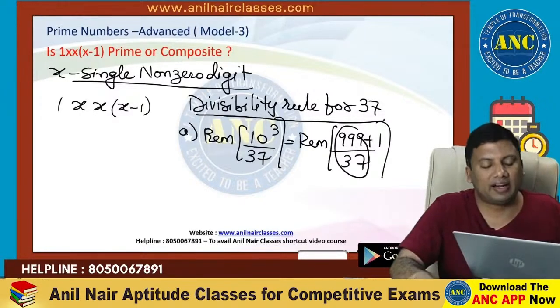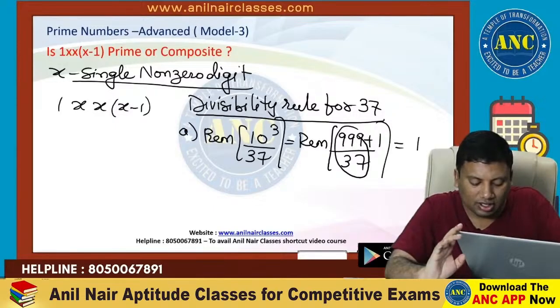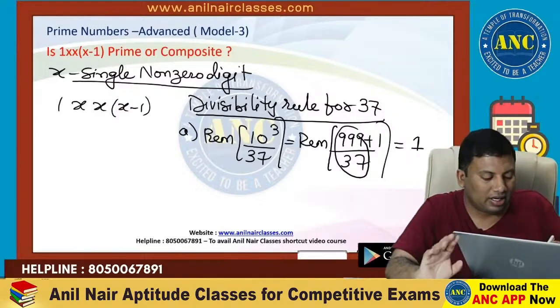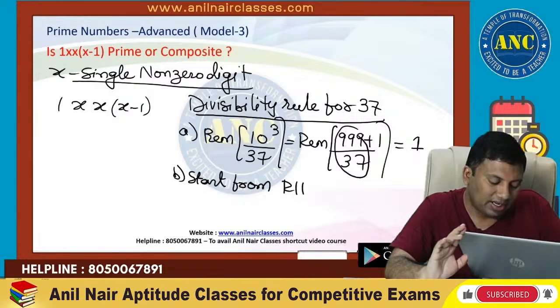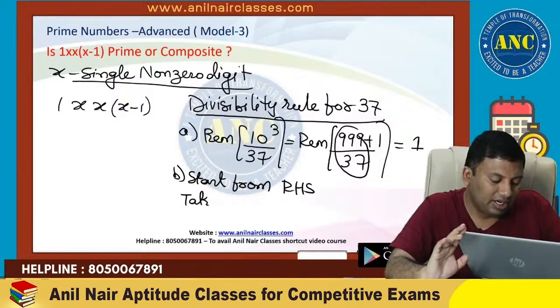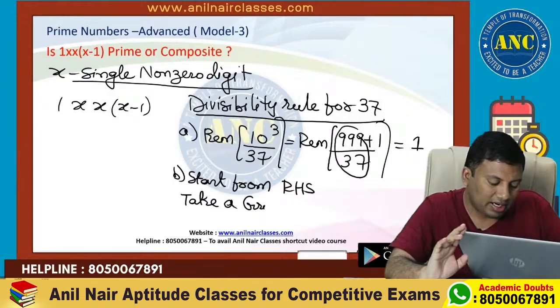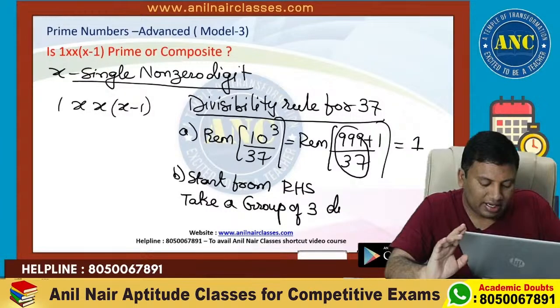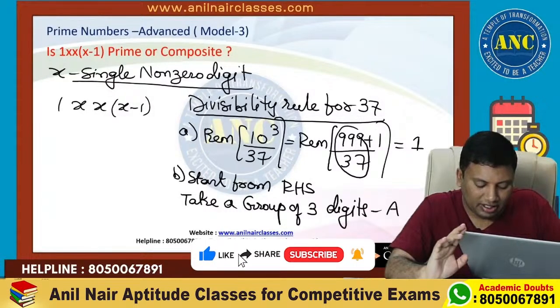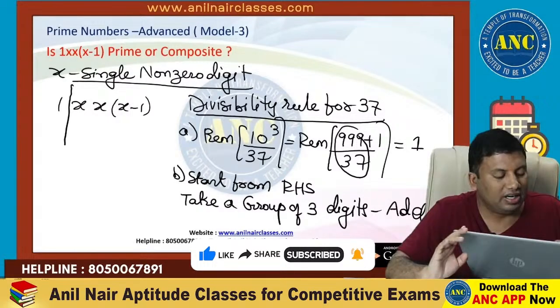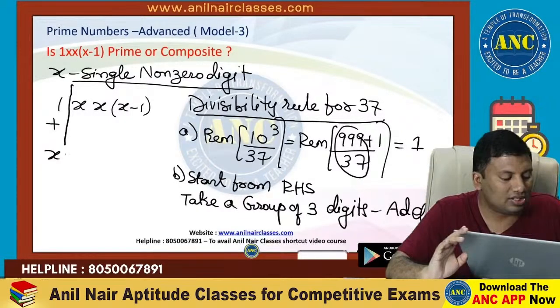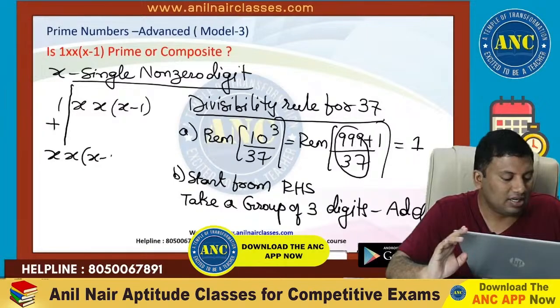999 is perfectly divisible by 37, so the remainder is 1. So what is the concept? Start from right hand side. Take a group of 3 digits. Add them. This is the first key point: take a group of 3 digits and add them. This is nothing but x(x minus 1) plus 1.